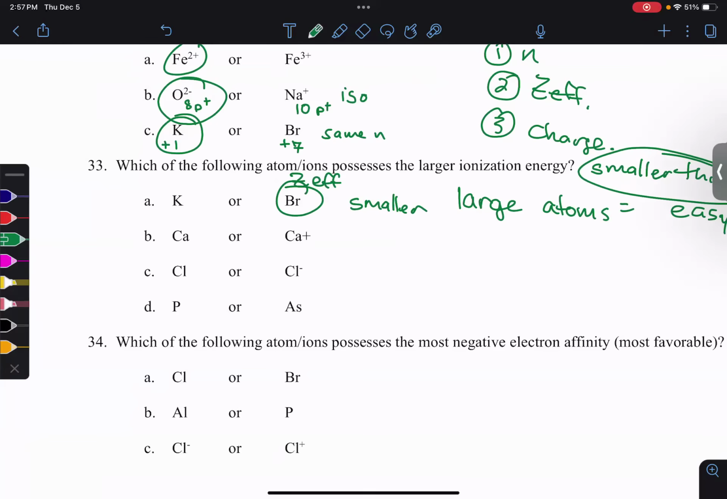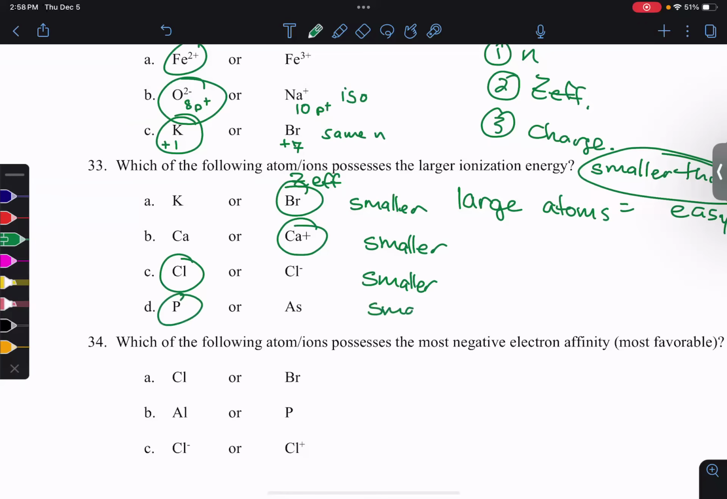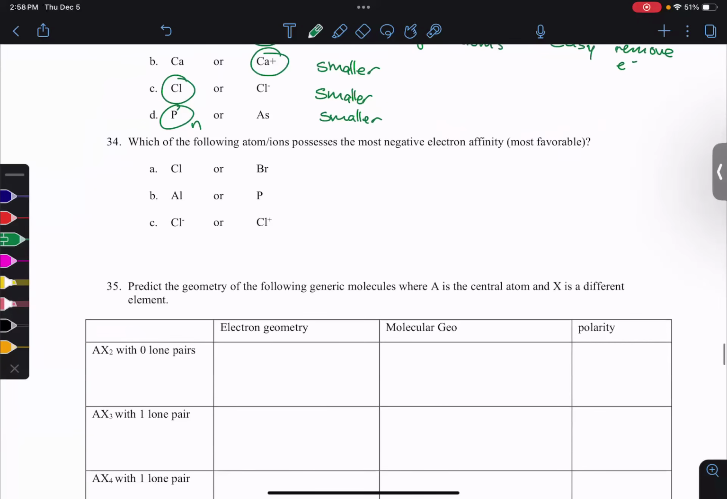Calcium or calcium plus, which one's harder to remove an electron from? Plus, why? Because it's smaller. Cations are always smaller. Chlorine or chlorine minus? Regular chlorine, why? Because it's smaller. All right, chlorine minus is bigger, anions always get bigger, bigger, bigger, okay? Phosphorus or arsenic? Yeah, I gotta look. P, yes, phosphorus, why? Because it's smaller, but why is it smaller? Because of the n value, all right?